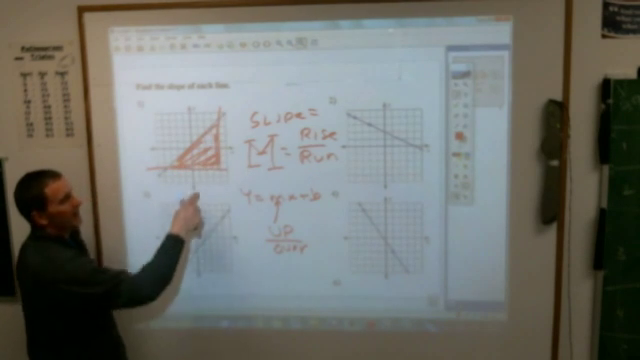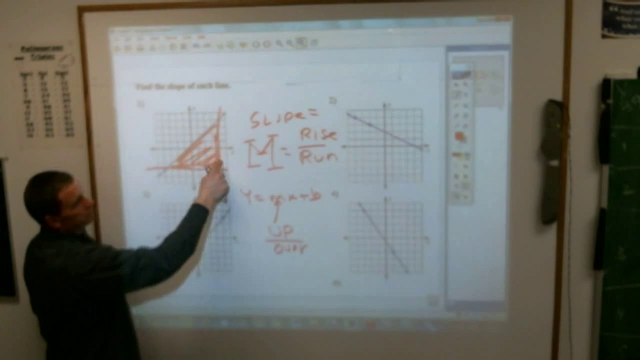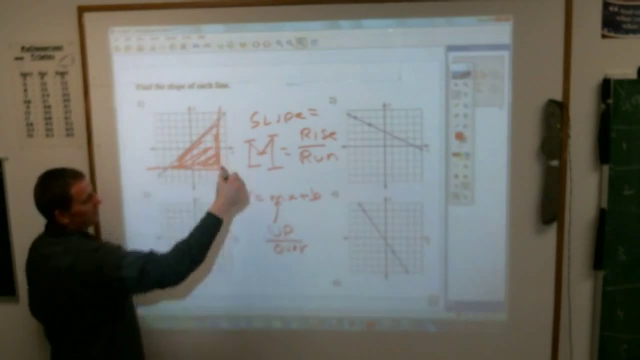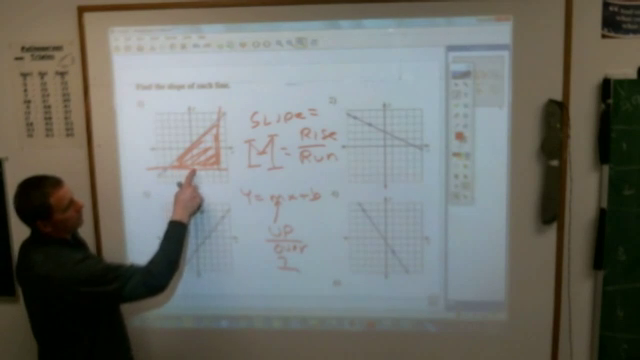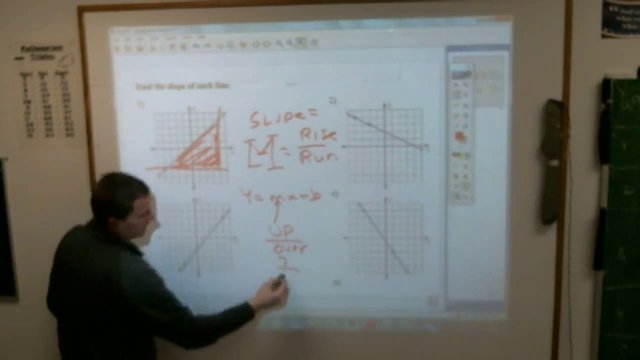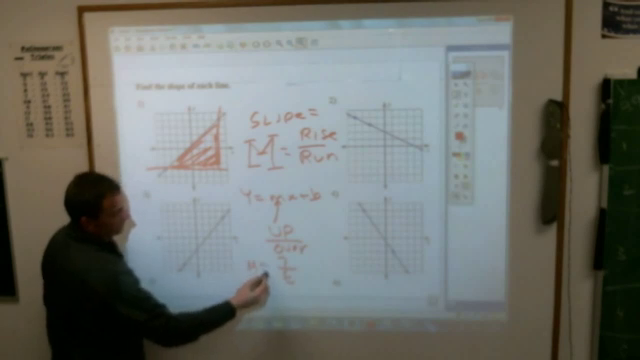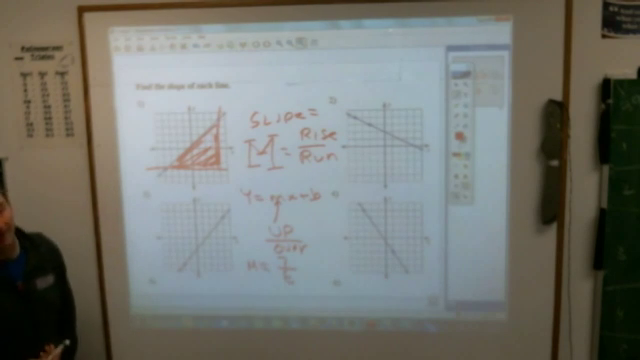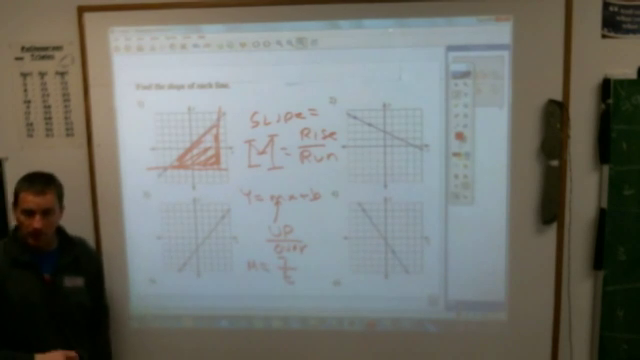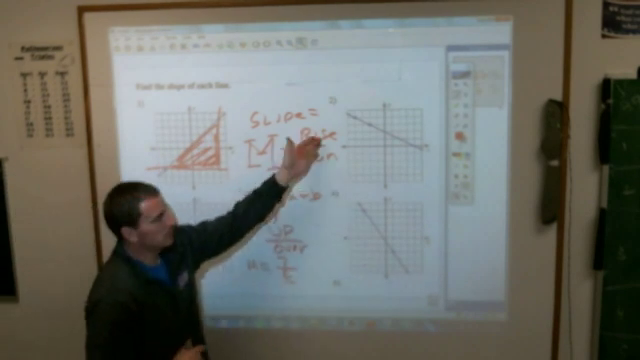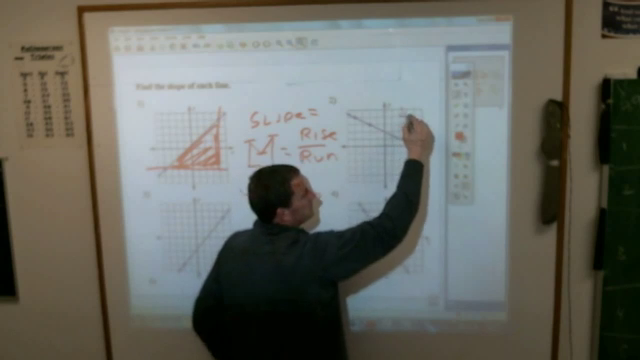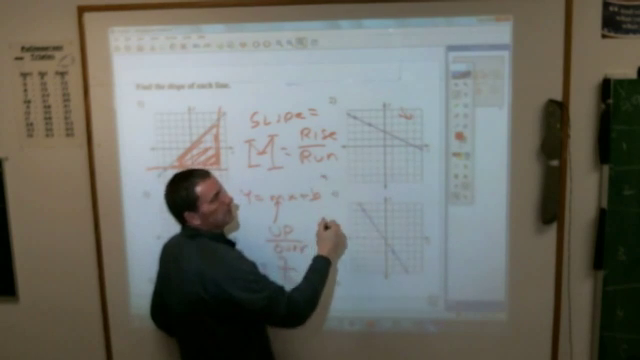And you would count how high it is: 1, 2, 3, 4, 5, 6, 7, over how wide it is: 1, 2, 3, 4, 5, 6, 7, 8. The slope, the letter M, equals 7/8. And it's positive, why? Because it goes uphill. This one over here goes downhill. It's going to be negative slope.